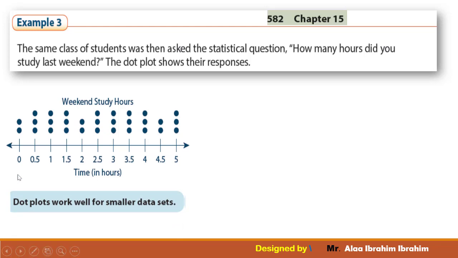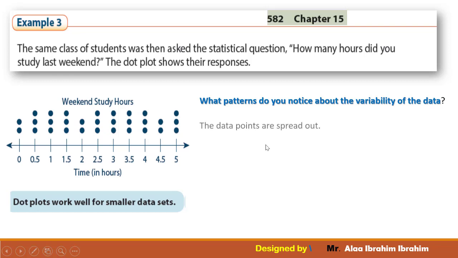I found all my heights, all my points are the same, look like equally. So if I need to answer this, what pattern do you notice about the variability of data here? The data points are spread out. Yes, all of them spread out, because all of them are close to each other, but we have no difference here because it's very close to each other. So I make it as spread out.